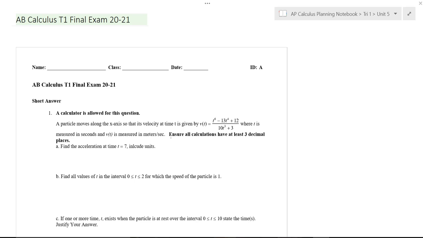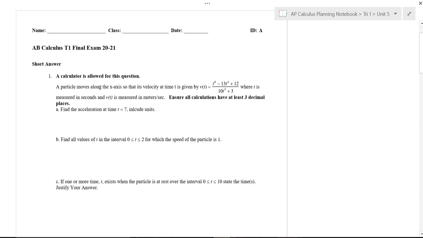All right, guys, we are going to be going over the version 1 FRQ from the Try 1 final exam. So, the very first question talks about a particle moving along the x-axis, and it gives us a velocity equation. When we are told that we are allowed a calculator, when I graded these, I saw a lot of people using quotient rule. That is not going to be the best use of your time. It asks you to find acceleration at time t equals 7 and include units.